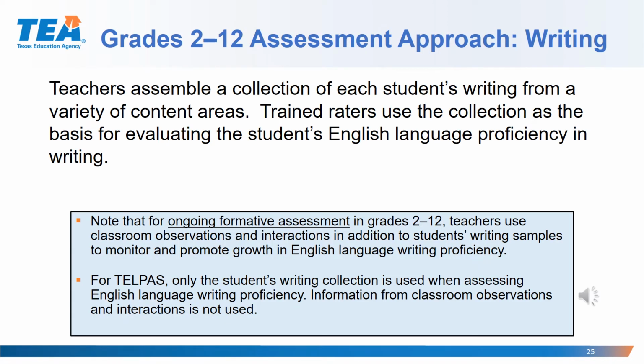Teachers assemble a collection of each student's writing from a variety of content areas. Trained raters use the collection as the basis for evaluating the student's English language proficiency in writing. Note that for ongoing formative assessment in grades 2nd through 12th, teachers use classroom observations and interactions in addition to students' writing samples to monitor and promote growth in English language writing proficiency. For TELPAS, only the student's writing collection is used when assessing English language writing proficiency. Information from classroom observations and interactions is not used.